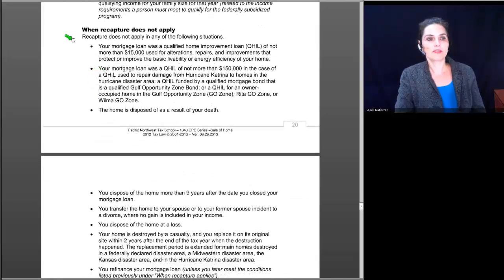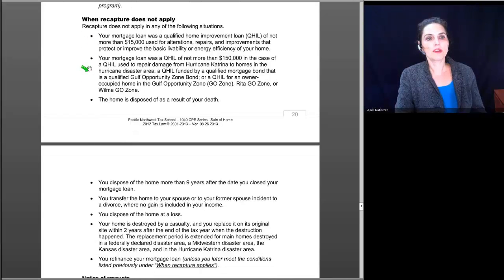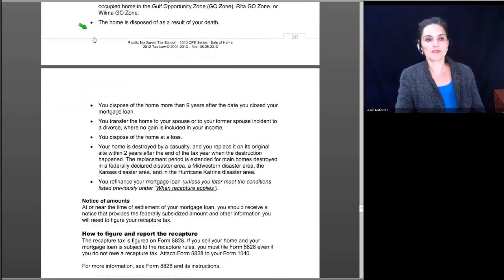Other reasons why the recapture does not apply. Your mortgage loan was a qualified home improvement loan, or QHIL, of not more than $15,000 that was used for alterations, repairs, and improvements that protect or improve the basic livability or energy efficiency of your home. Or your mortgage loan was a QHIL of not more than $150,000 in the case of a QHIL used to repair damage from Hurricane Katrina to homes in the hurricane disaster area as well as the Gulf Opportunity Zone and the Wilma GO Zone area. Or the home was disposed of as a result of your death.